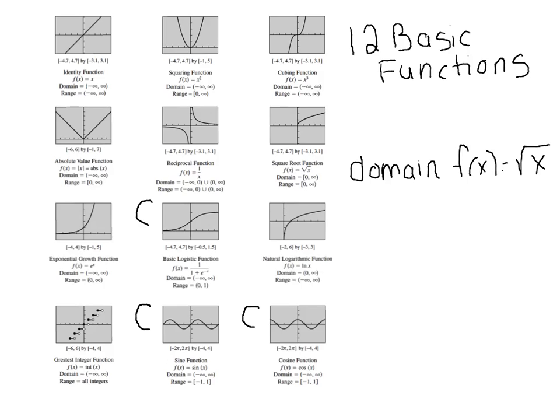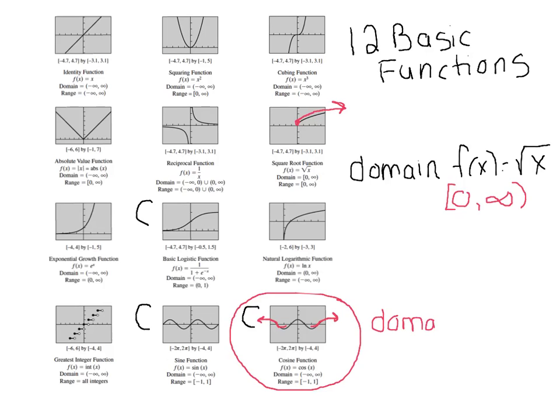So you should know what shape the square root function is, and since it starts at 0 and only goes to the right, its domain is 0 to infinity. But if you were asked to give the domain of, let's say, the cosine function, even if you hadn't graphed it by hand before, since it goes to the right and it goes to the left forever, this function has a domain that's all real numbers, negative infinity to infinity.